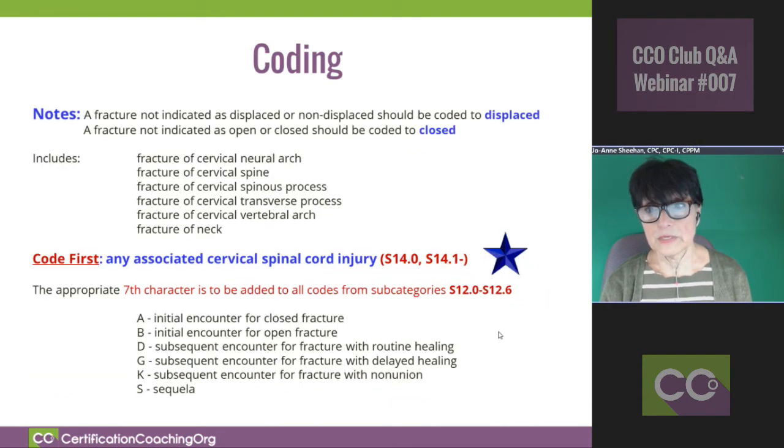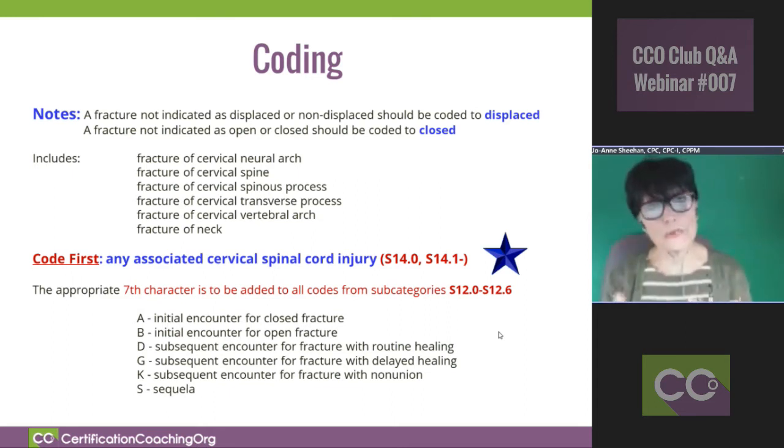So the next page, there is a note when you look up these S codes, and it says a fracture not indicated as displaced or non-displaced should be coded to displaced. That's in the guidelines in the front of the book. It's also in the body of the manual. A fracture not indicated as open or closed will be defaulted to closed, which means that the bone did not pierce the skin. And this includes fractures of the cervical neural arch, the cervical spine, the cervical spinous process, the cervical transverse process, cervical vertebral arch, and the fracture of the neck.